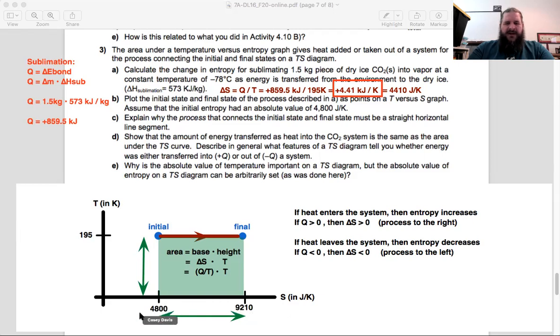What about the entropy? It tells us in the problem that the initial entropy is 4,800 joules per Kelvin. Did we use that 4,800 joules per Kelvin in our calculations? No, we didn't actually need that, right? The important thing is not how much entropy there is. The important thing is what? What value about entropy did we use in our calculations?